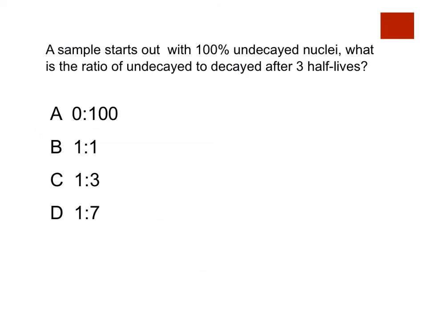One last question. A sample starts out with 100% undecayed nuclei. What is the ratio of undecayed to decayed nuclei after 3 half-lives? Please pause and try and calculate it out first.